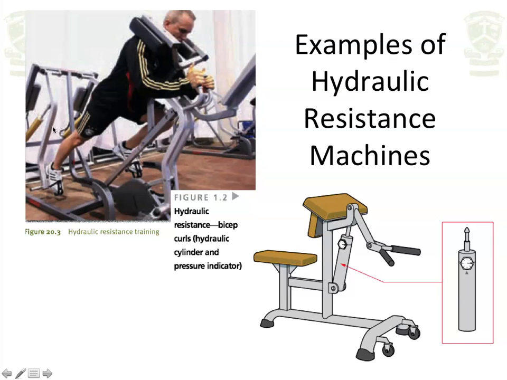So you can adjust how hard that resistance is going to be. You can see here, by doing that movement, he'll be using his quads and his hamstrings alternately with each leg. Another machine here is the bicep curl. The person would sit here with their arms over this part, hold on to the 2 handles here, and move it up and down. You can see here that's the gas cylinder, or the hydraulic cylinder, sorry, and that's the adjuster. You can adjust how much pressure you want on there.